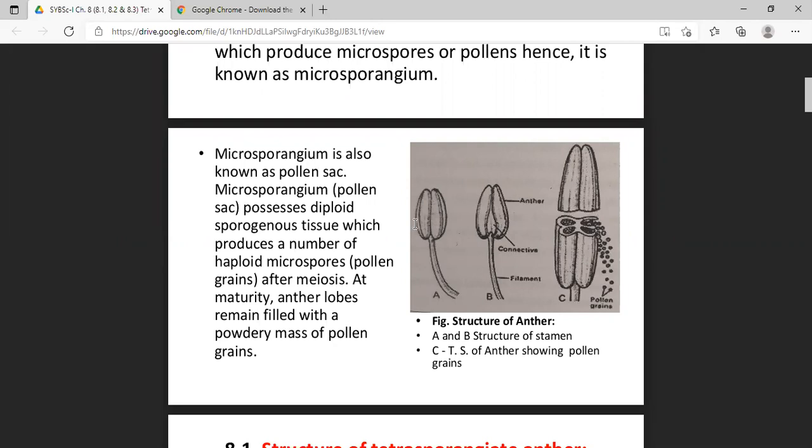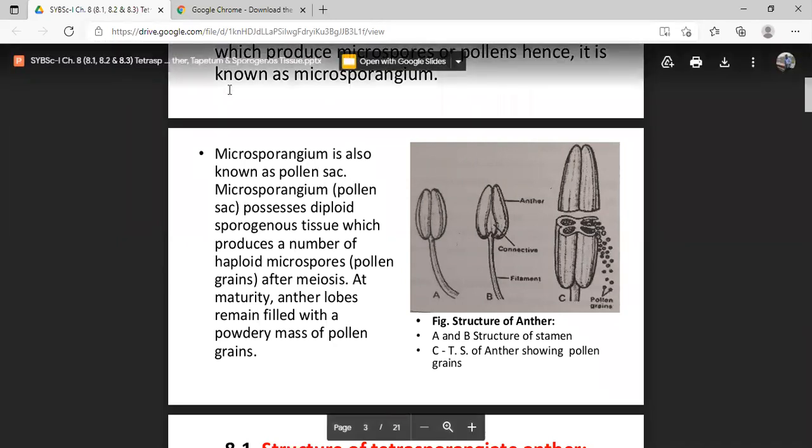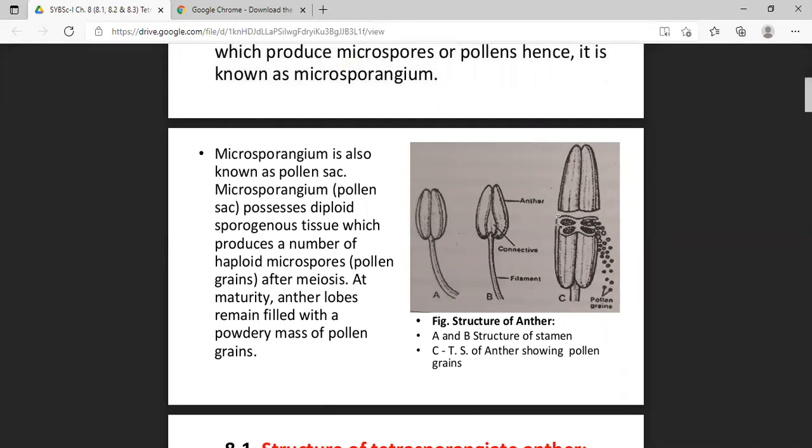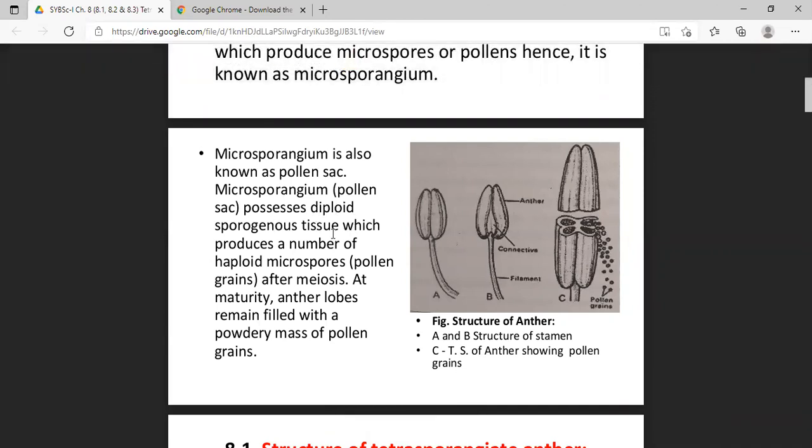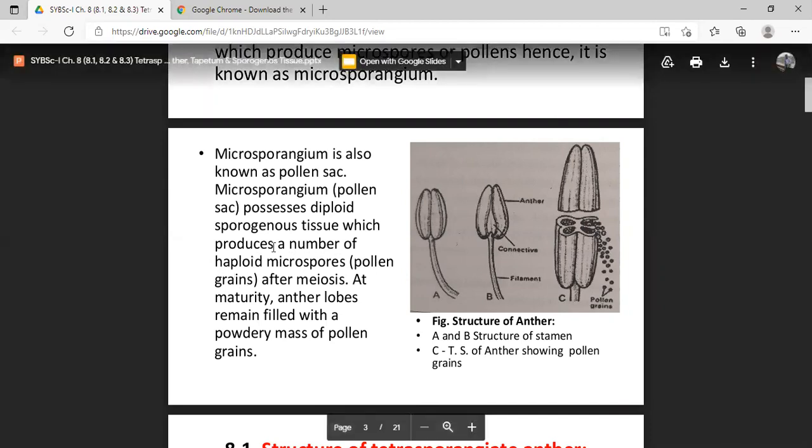So we see one by one here. This is the detail. This is what we call the microsporangium, also called the pollen sac. This pollen sac contains the pollen. Here we have the diploid sporogenous tissue, which produces a number of haploid microspores. Microspore is nothing but what we call a pollen grain.